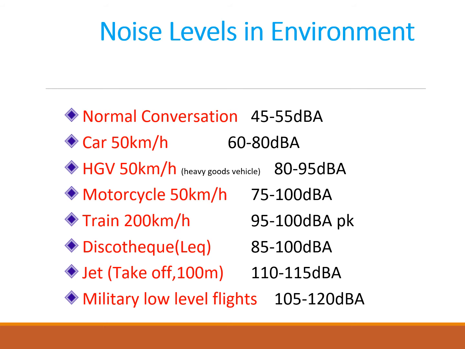Noise level in the environment: normal conversation about 55 decibel, a car running at 50 kilometers per hour about 60 to 80 decibel, an HGV running at 50 kilometers per hour, HGV meaning heavy goods vehicle, 80 to 95 decibel. Motorcycle 75 to 100 decibel. Train at 200 kilometers per hour about 100 decibel. Discotheque, disco, 85 to 100 decibel. A jet, when it takes off, about 110 to 115 decibel. Military low-level flights 105 to 120 decibel.